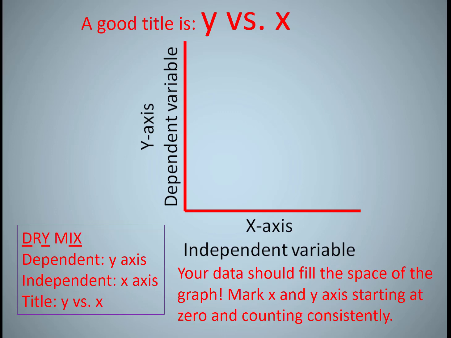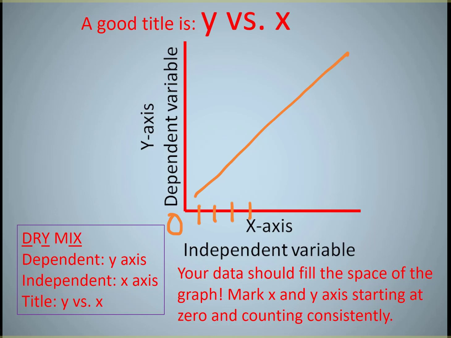Your graph should fill the space that you have available. So you should never have a really tiny graph off here in the corner, or maybe it only comes this high. You need to have a graph that fills the space. When you go and set up your graph, you want to be able to mark the x and y axes, and you want to always start at 0. So 0 is going to be here, and then you want to count consistently. So you don't have to mark and count by ones.